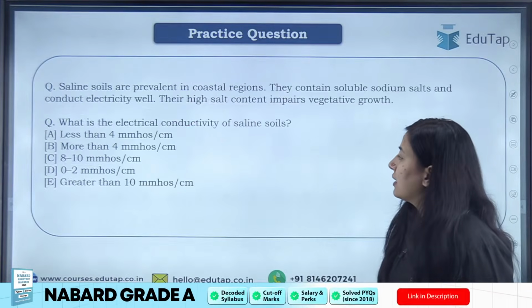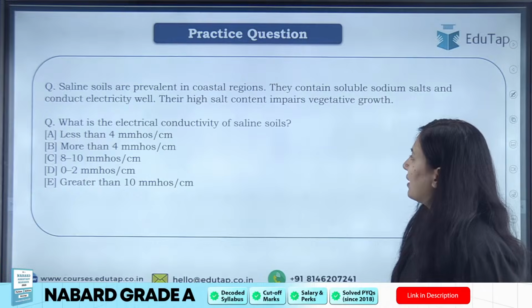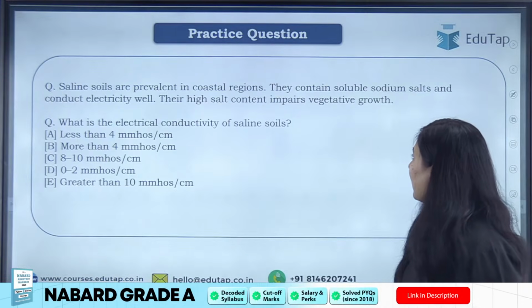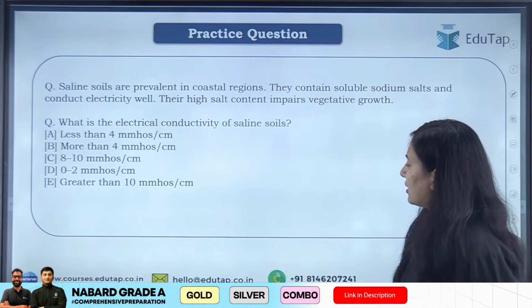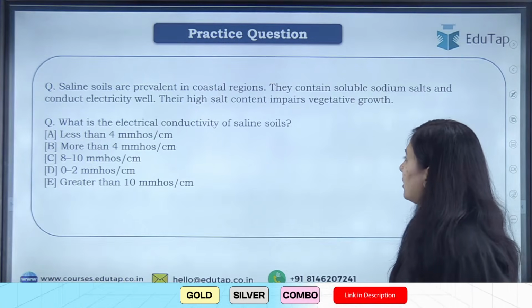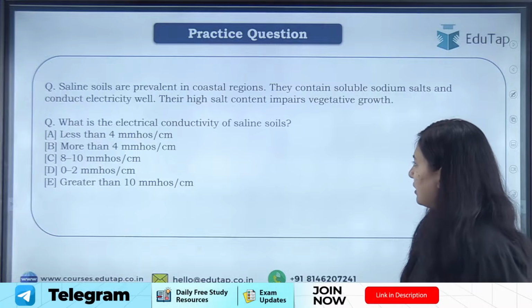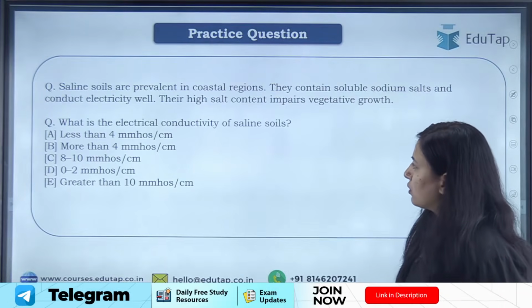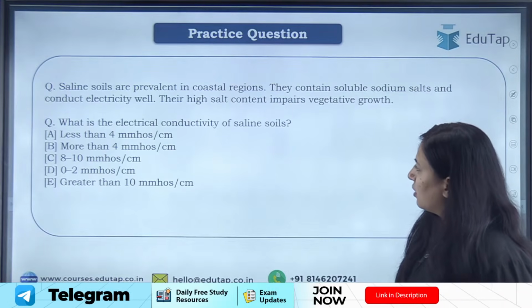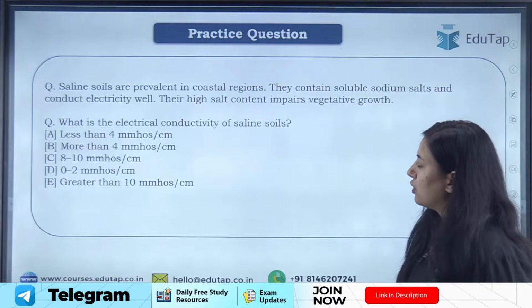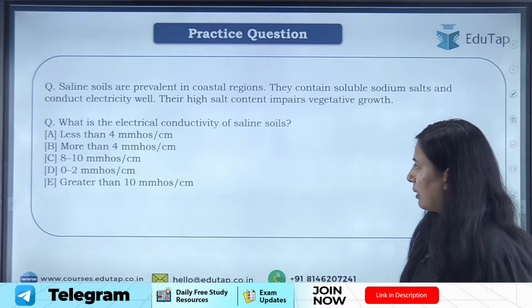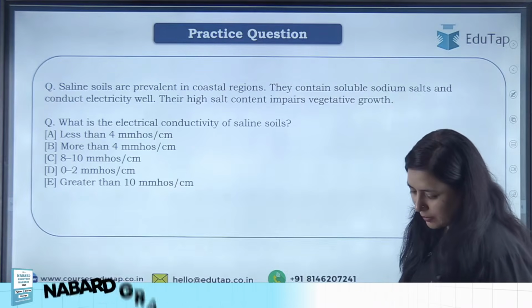Chalo, let's see the next question. Saline soil are prevalent in coastal regions. They contain soluble sodium salt and conduct electricity well. Their high salt content impairs vegetative growth. क्या होगा? What is the electrical conductivity of saline soil? Okay, so this question I think was asked to you in your 2023 phase 2 examination. ठीक है? So what will be the answer for this?